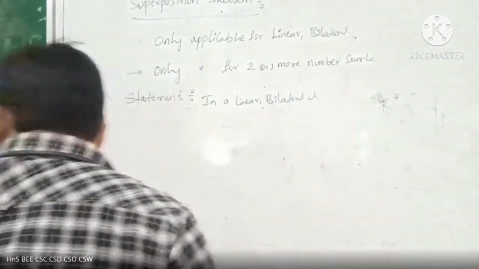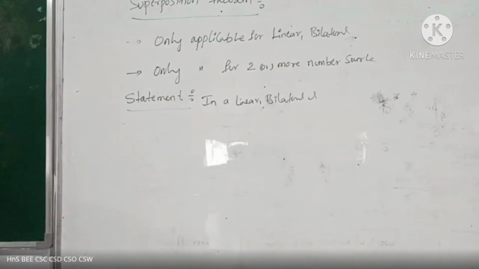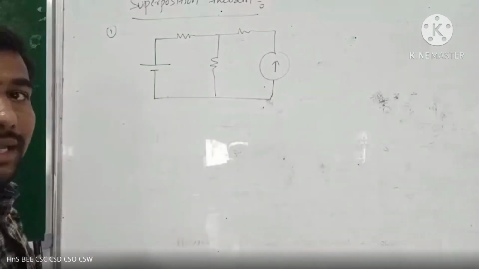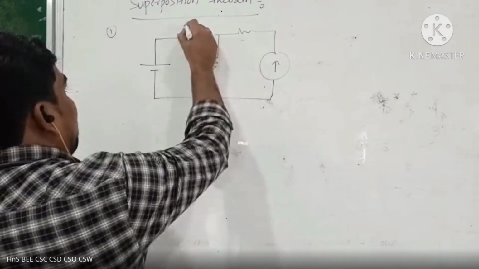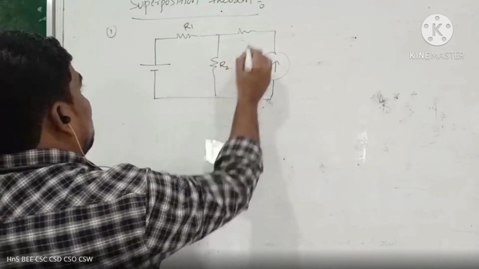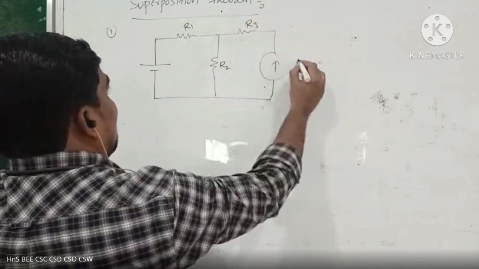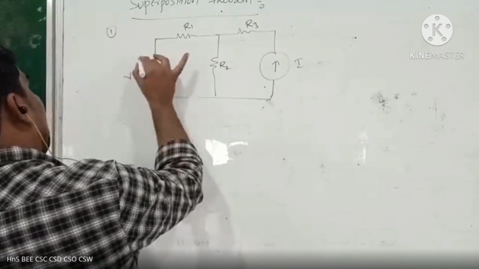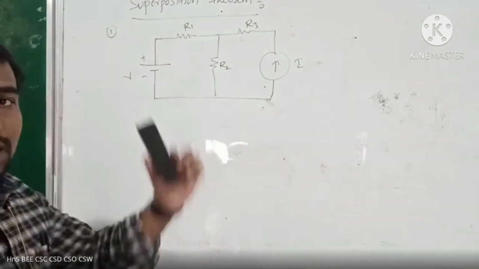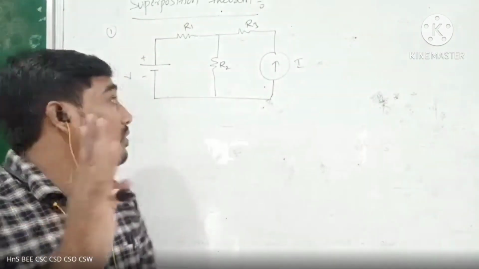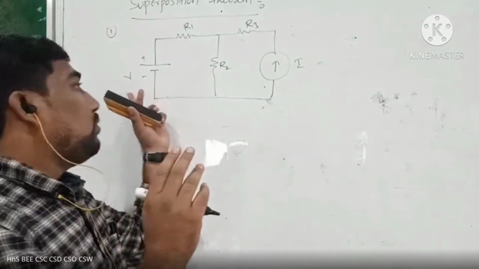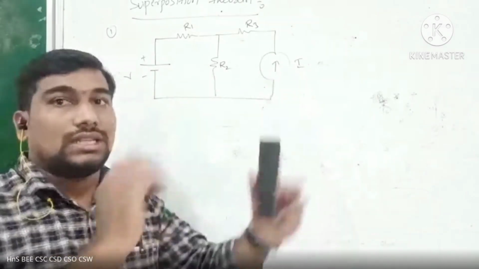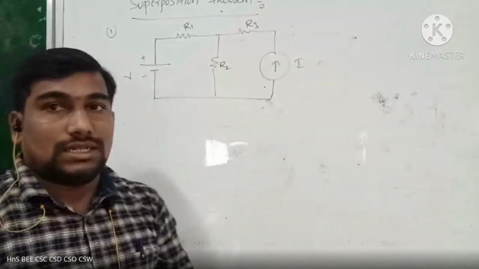Now I am taking one circuit. This is our simple circuit. For example, this is R1, this is R2, this is R3, this is current I, and this is the voltage V. In our given circuit, there is one voltage source and another one is a current source. So two sources are there, and we have three resistors.